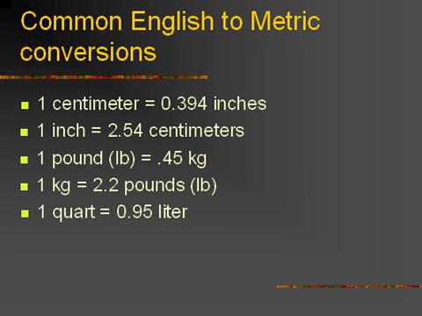A quart is almost equal to a full liter, and therefore 1 liter is equal to 1.06 quarts. When we buy soda in a 2-liter bottle, we're basically getting a little bit more than 2 quarts of soda. But you probably go to the store and buy milk in a quart.